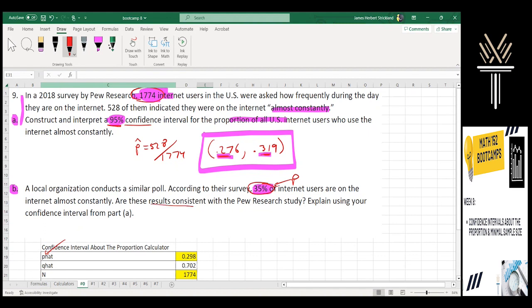So are our results consistent? Well, is 35 between these numbers? And the answer is no, right? 35 is not between, this is 0.35 in decimal form, is not between those numbers. And so it's not consistent, which means if we were doing a study or an experiment on their work, we would say we believe their results are incorrect.